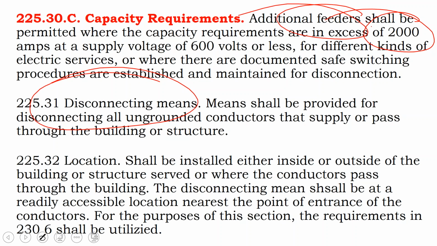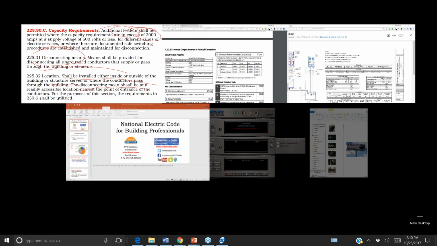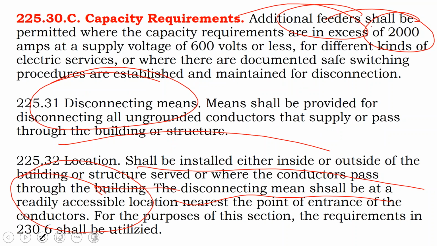Disconnecting means: whenever you have a supply that goes through a building or a structure, you should have a disconnecting means. It should be installed either inside or outside the building where the conductors pass into the building. No problem with having it both. The disconnecting means shall be readily accessible at the nearest point of entrance of the conductors.